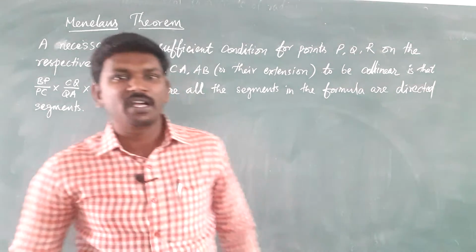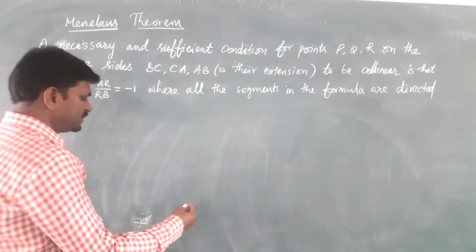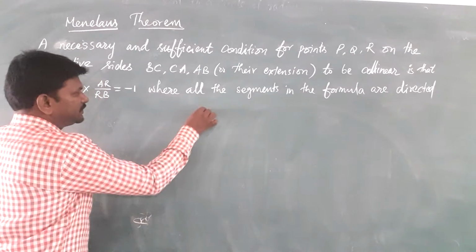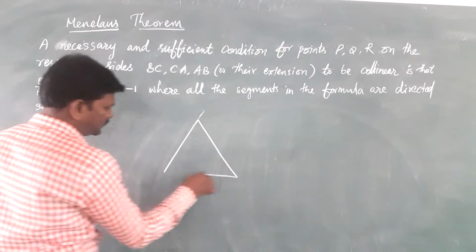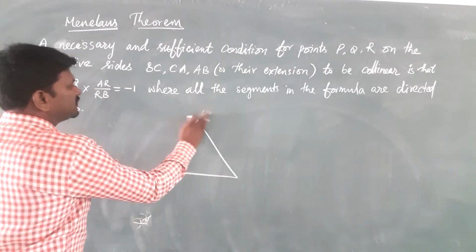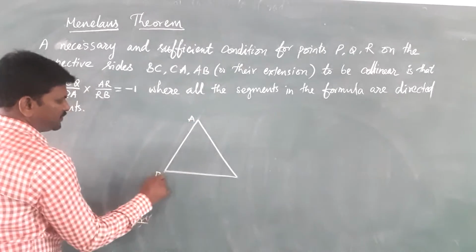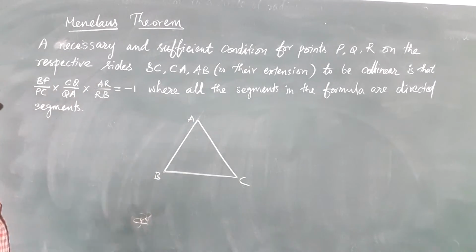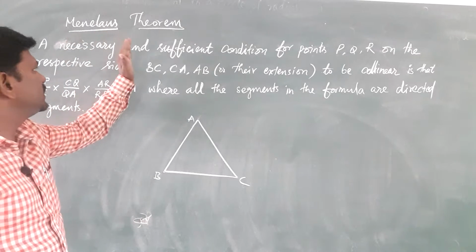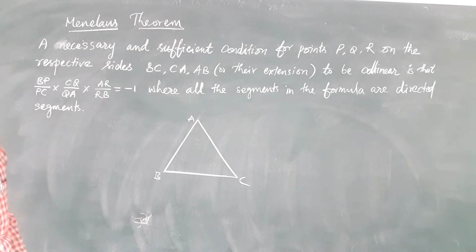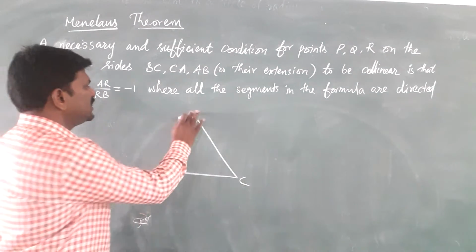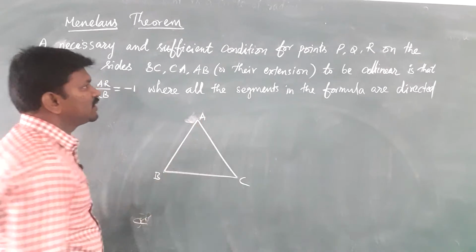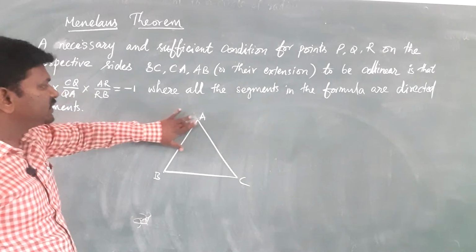So I am going to draw the diagram. See here, it is very simple. We can take ABC as a triangle, and the necessary and sufficient condition for the points P, Q, R on the respective sides is to be collinear. So the 3 points P, Q, R must be collinear.